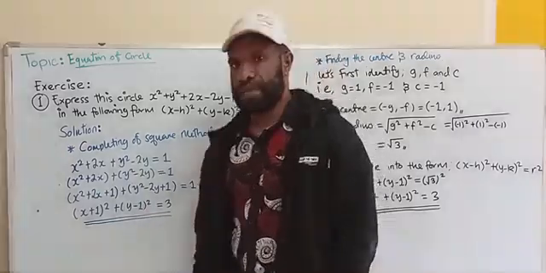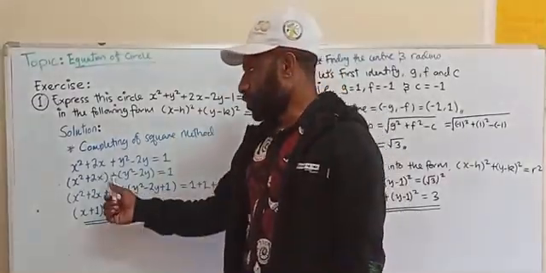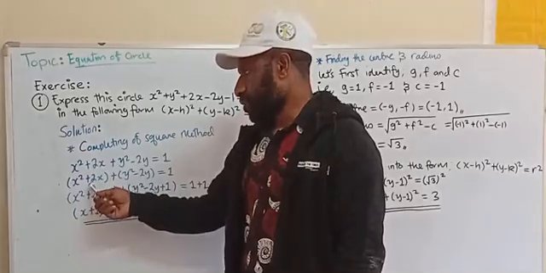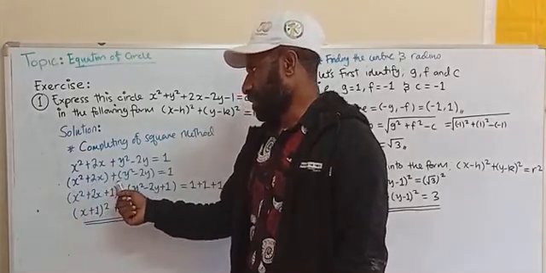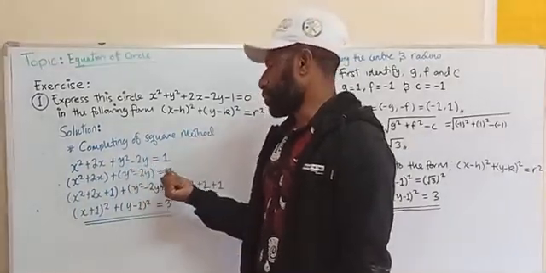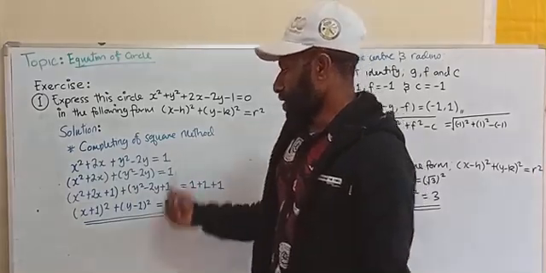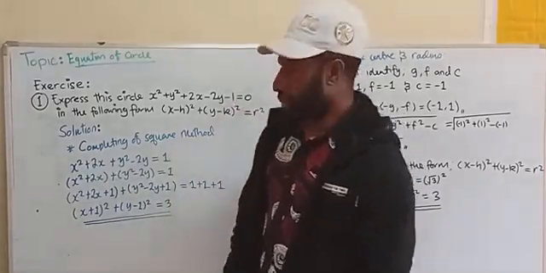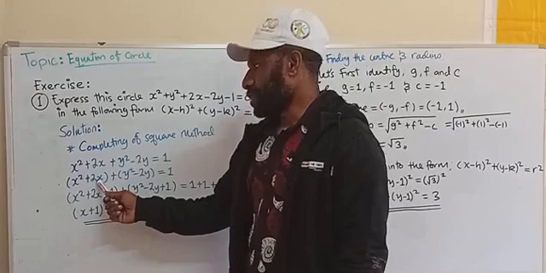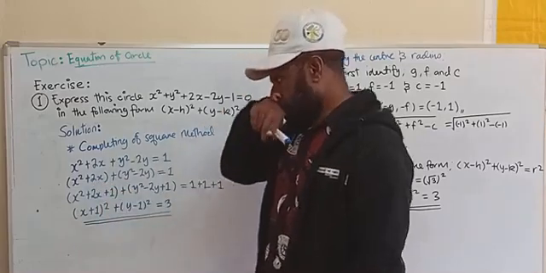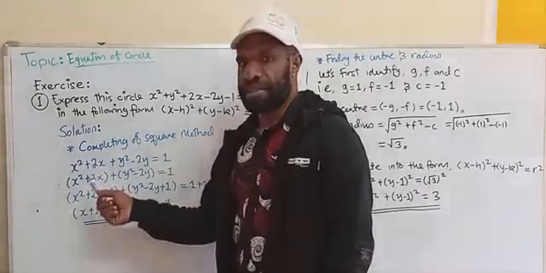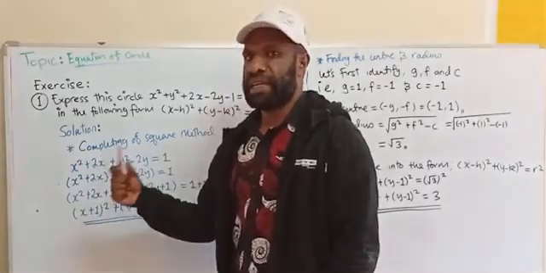After that, you can group them in brackets. We have x squared plus 2x in one bracket, plus y squared minus 2y in another bracket, equals 1. After this, we will apply the completing the square method. For x squared plus 2x, we look at the coefficient of x, which is 2. We halve it, square it, and add it to both sides.